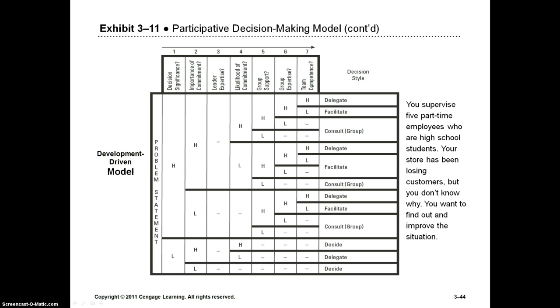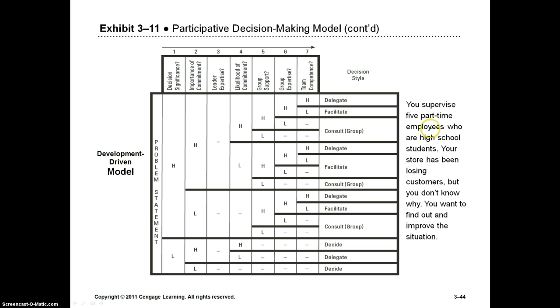This is an example of the development-driven model. Same questions. The only real difference with this version is you never answer question number 3. Notice the dashes. Leader expertise is important here because the focus, the value, what we're trying to do is develop the group to become better decision makers. We still use the model the same way.